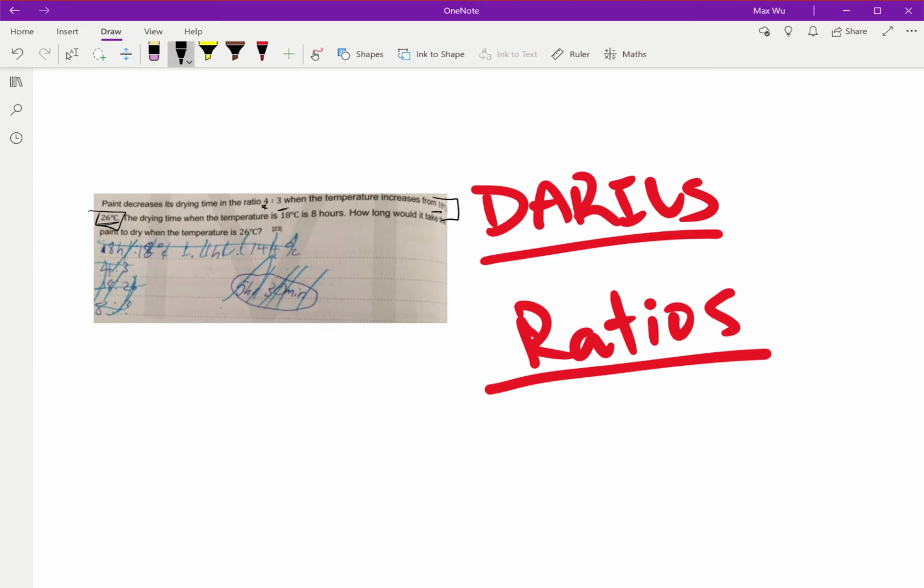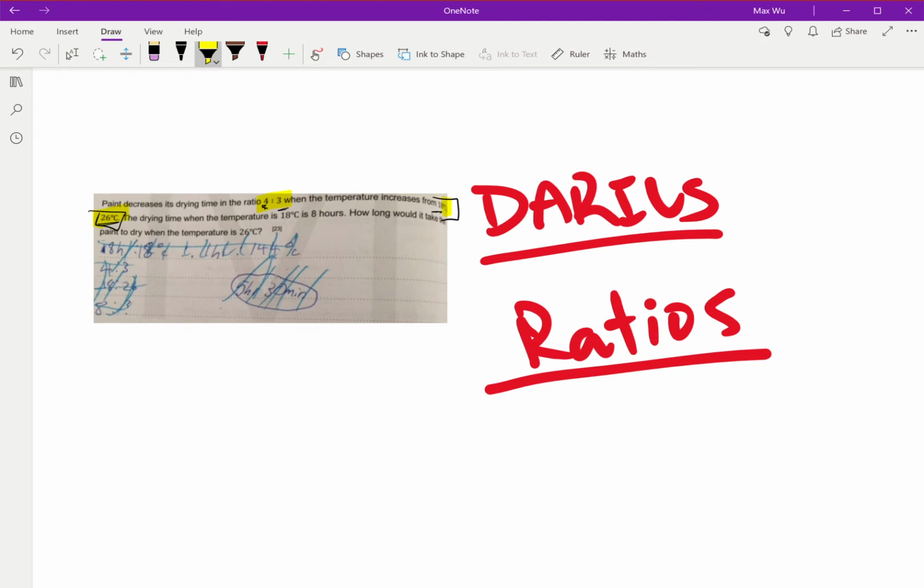So, what is the rate? Let's read the question. Paint decreases its drying time in the ratio of, let's highlight that, 4 to 3 when the temperature increases from 18 degrees to 26 degrees. The drying time when the temperature is 18 degrees is 8 hours. How long would it take for the paint to dry when the temperature is 26 degrees?